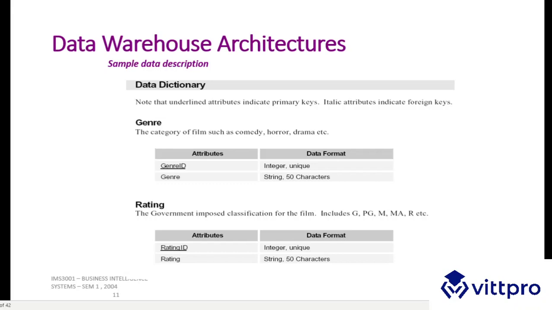In our system, we will be calling it genre ID. That is the genre ID, and it will be an integer and a unique number. So that is the data format, right? And then the genre itself, which is the word like horror, comedy, drama, is a string of up to 50 characters. So what is a string, by the way, for a database? Does anybody have an idea what a string is?